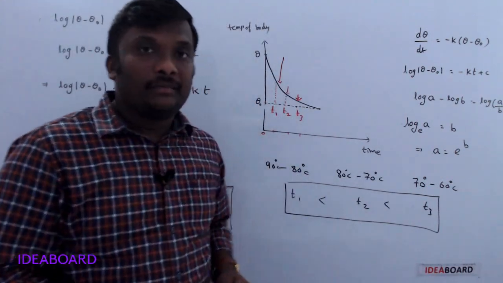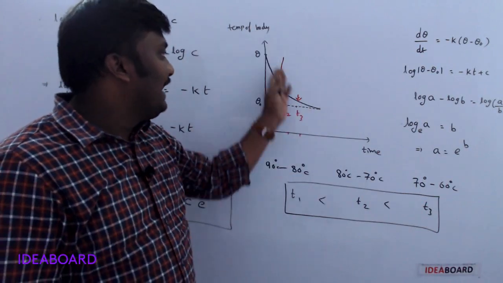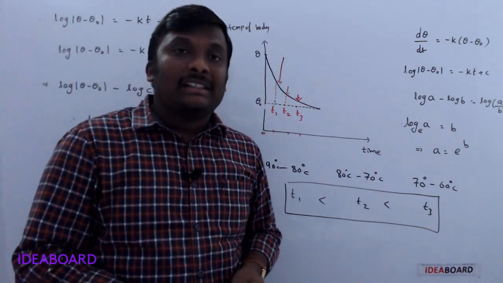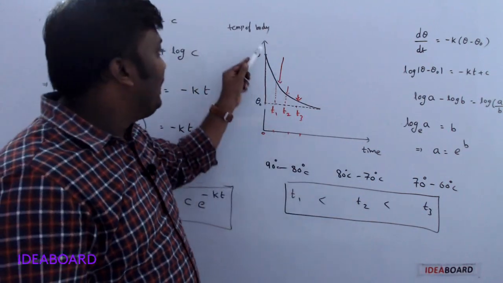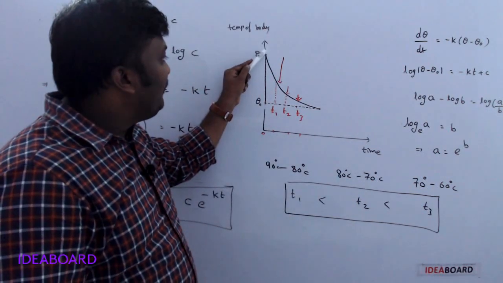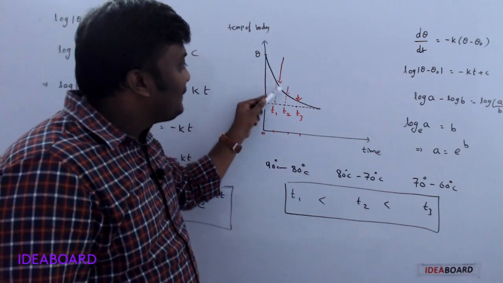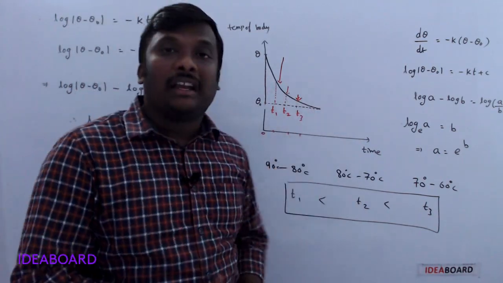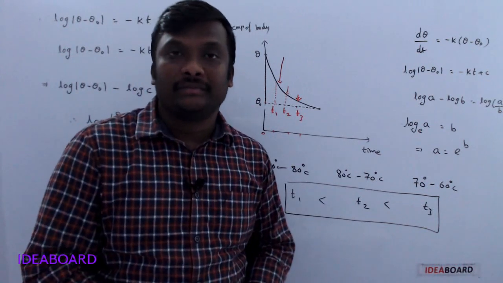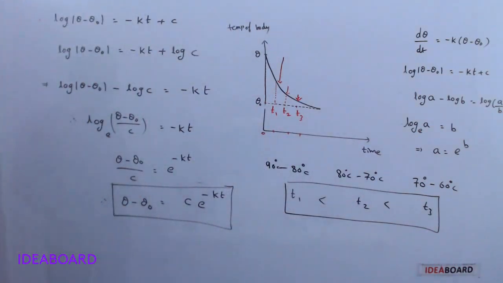So draw this diagram. What is the shape of the diagram? It is a rectangular hyperbola. And if you draw the graph between the temperature of the body and the time, what happens? The body temperature decreases exponentially with time and it reaches the temperature of the surroundings. Clear? Note it down please.